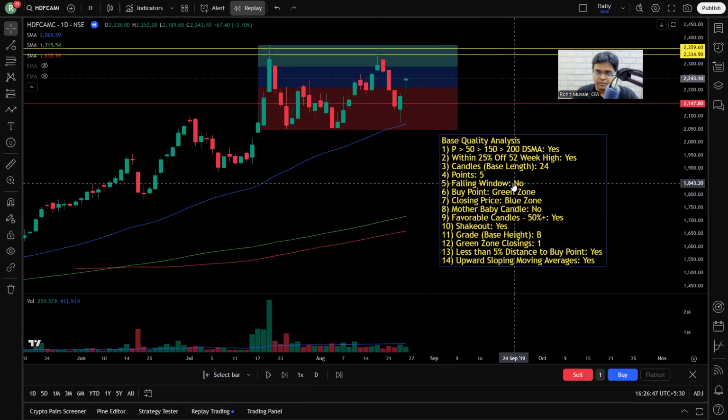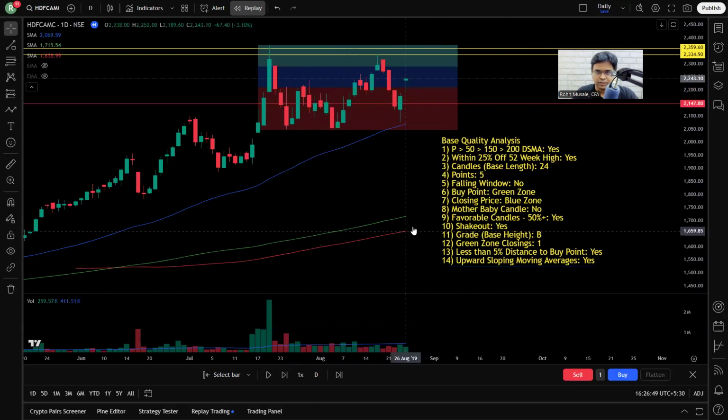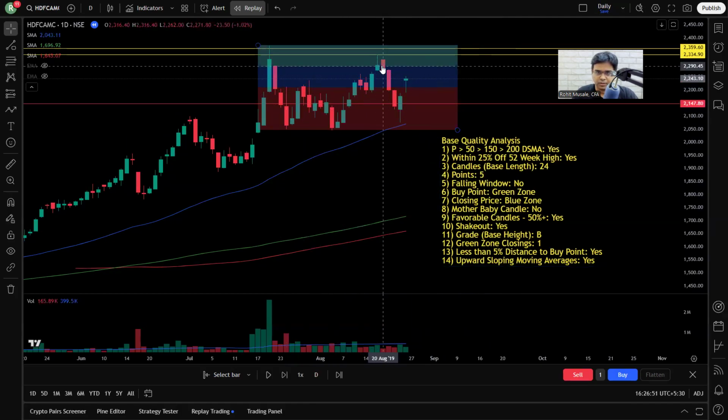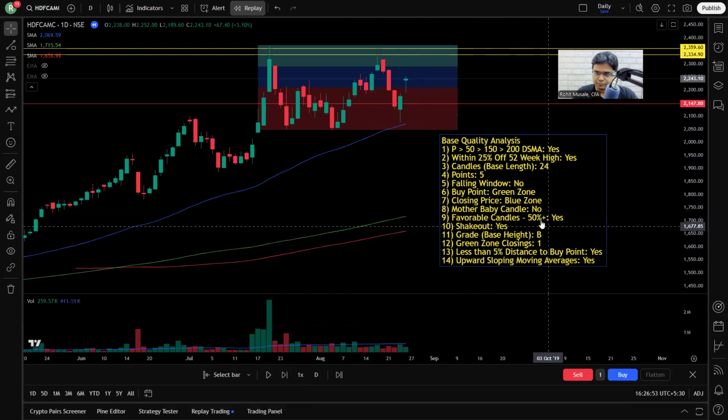Is there a falling window inside the base? There is no falling window inside the base. In fact, there is a rising window which has been broken.